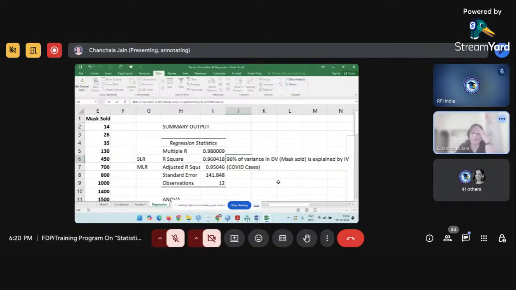Clear, everyone? It means how much percent of the variance in your DV is explained by your independent variable, which you can understand using the R square. That means how much change your independent variable is making in your dependent variable. In simple words, how much percent change your independent variable is making in your dependent variable, you can study using the R square. Clear? Yes, ma'am. Fine.